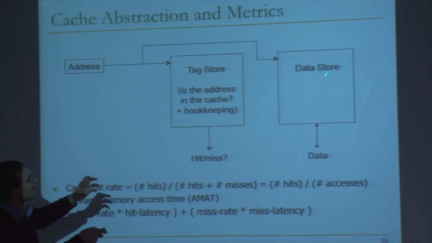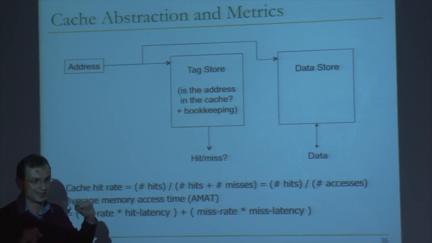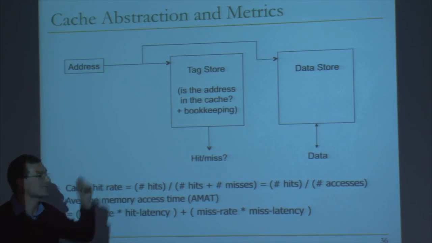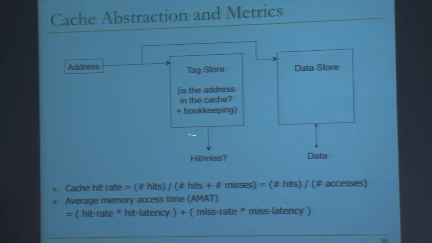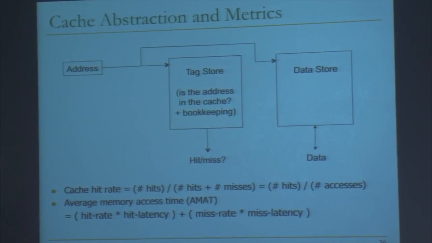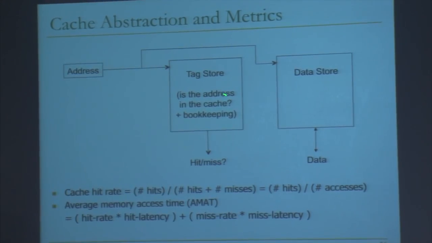Is this location in the cache housing a valid block? Have I put something into it? The valid bit. That's part of this tag store. When was the last time I accessed it? This could be useful for replacement, right? All of that information is kept in the tag store. Bookkeeping plus: is this address in the cache?